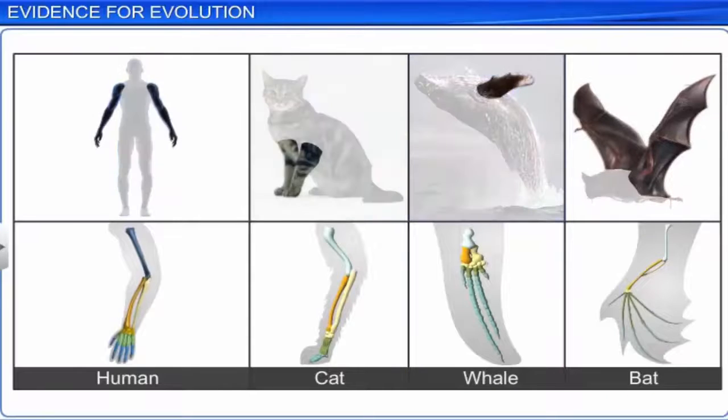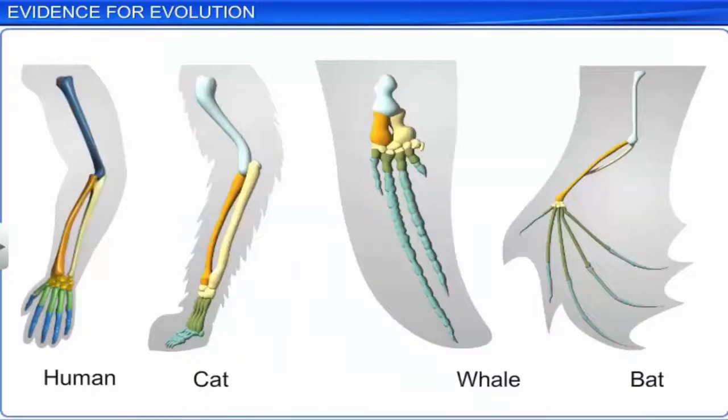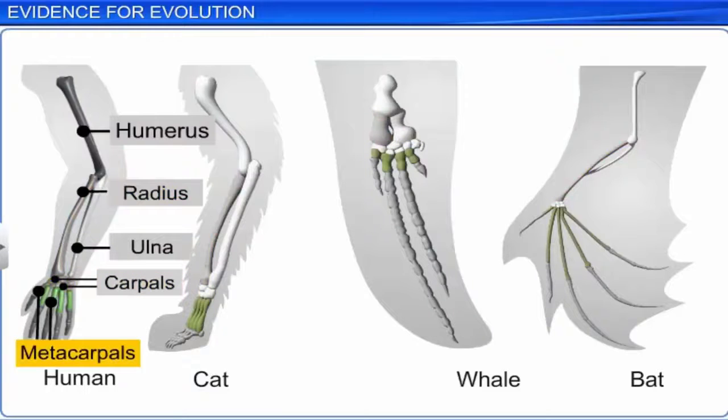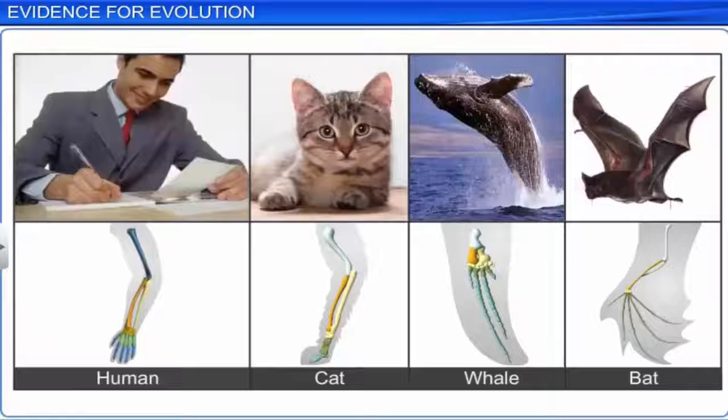all of them have similar patterns of bones in their forelimbs. For example, bones such as the humerus, ulna, radius, carpals, metacarpals, and phalanges are common in the forelimbs of all mammals. Notice that the anatomical structure of the forelimbs is similar even though its functions are different in all mammals.